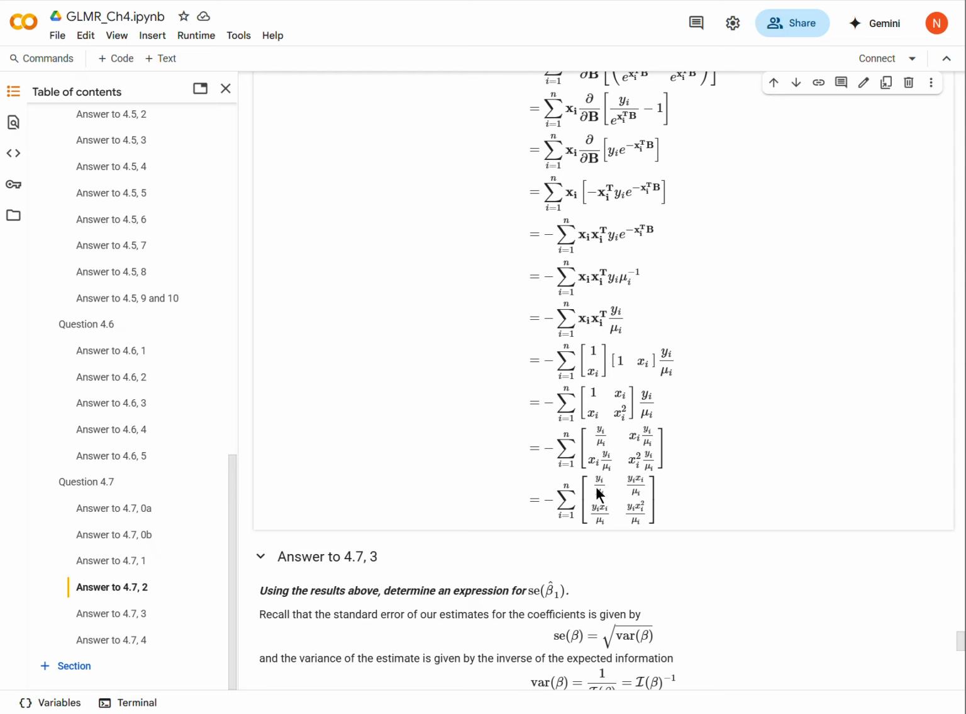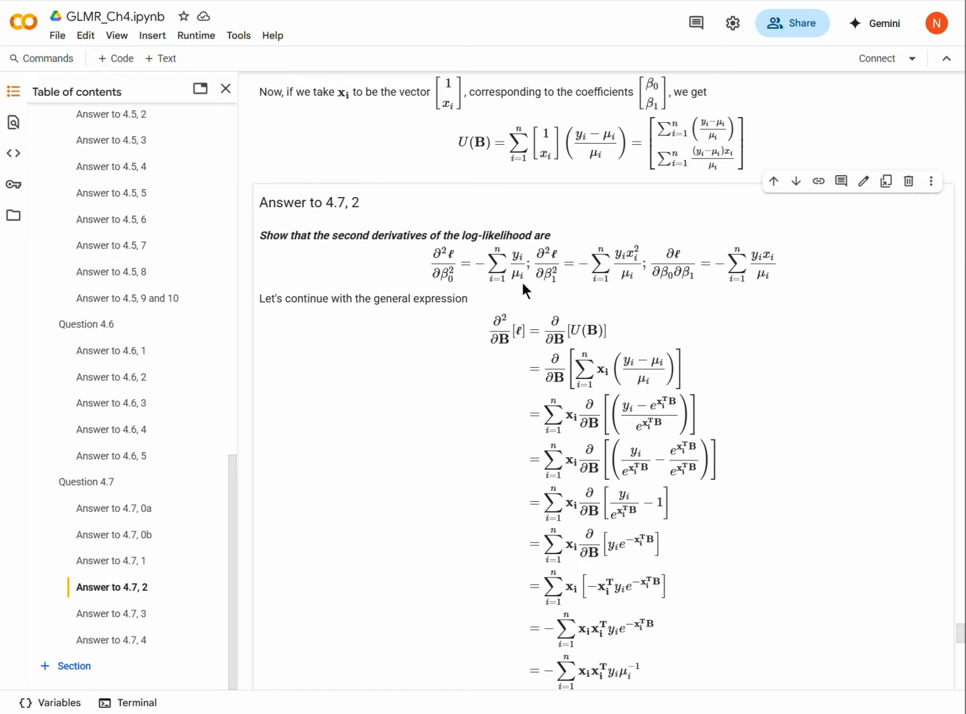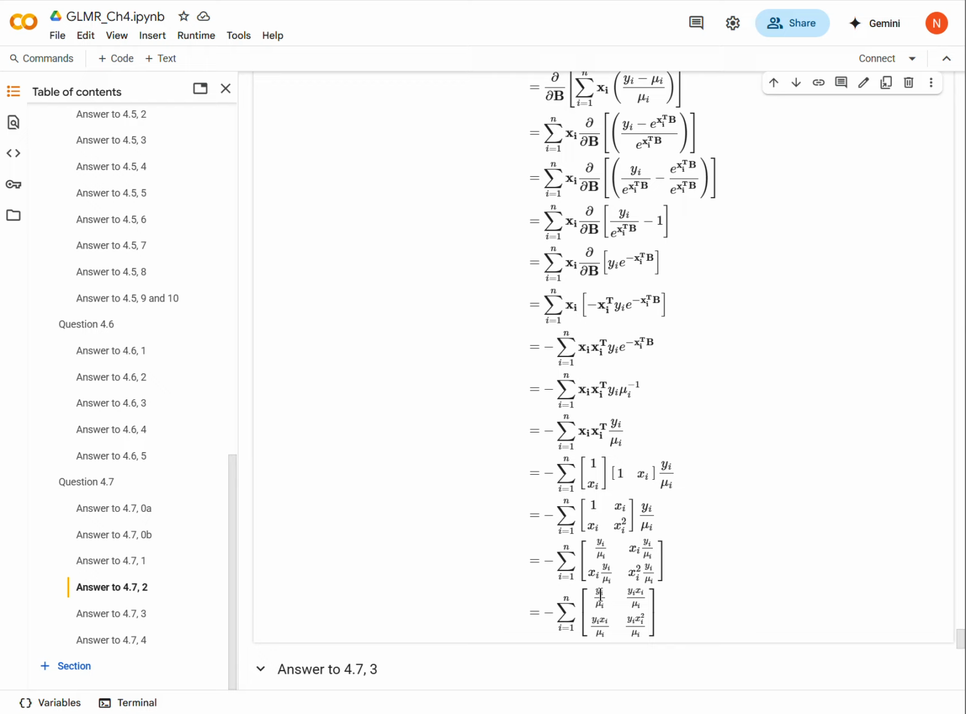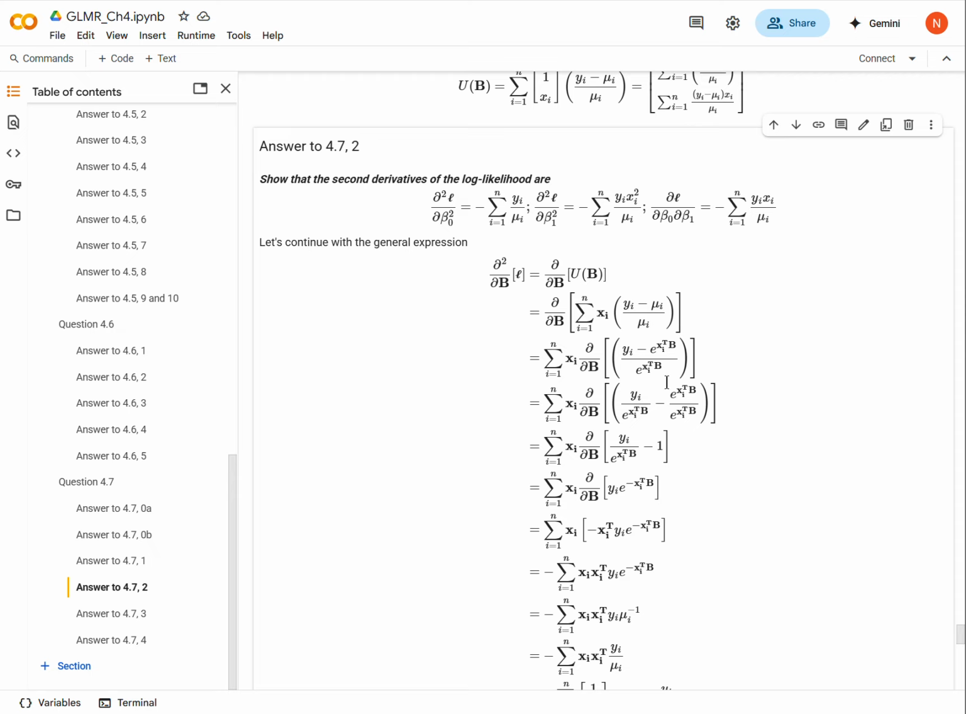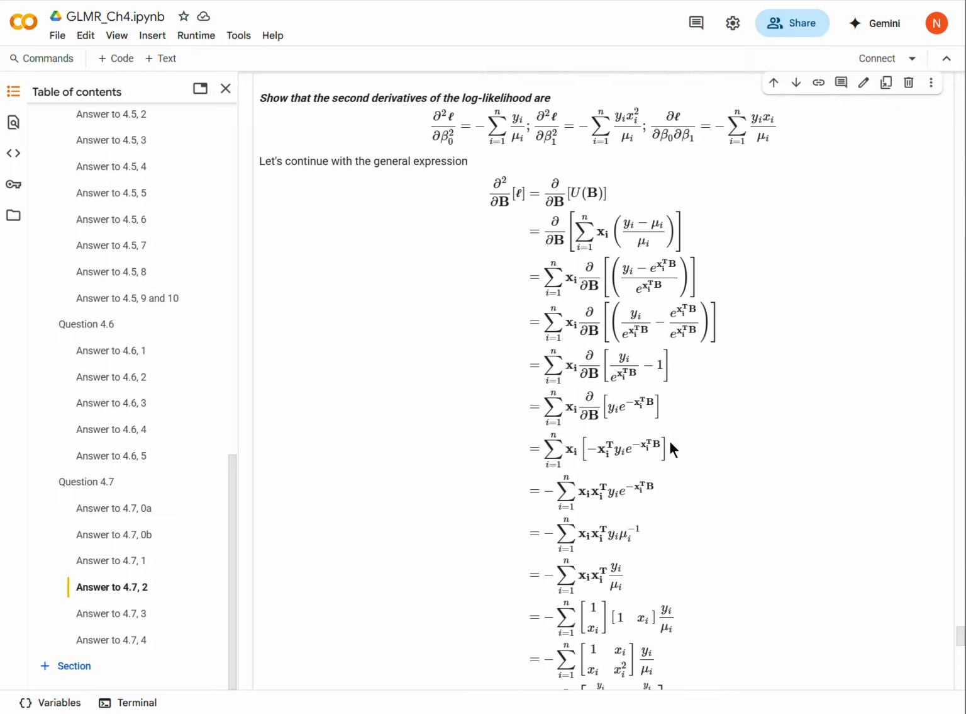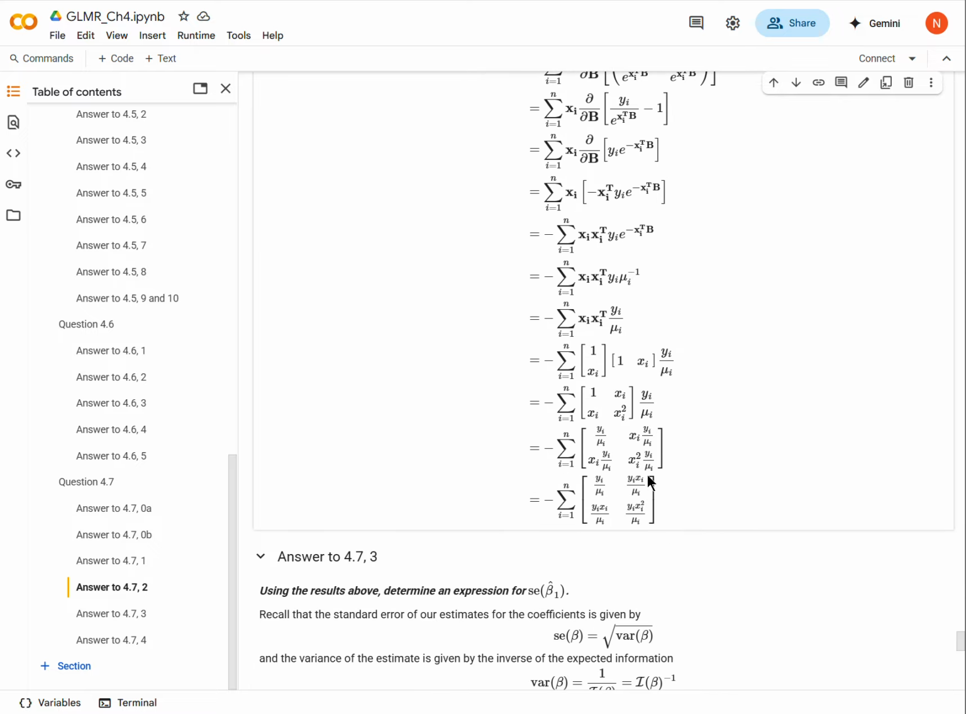Okay? And so if we look at this right here, we see all the terms that we're meant to show are in there. Okay, so this right here is the second derivative for the intercept term, y over mu, right there. The derivative for the slope is this other diagonal term, yx squared over mu, and then the cross term here is yx over mu, and that's what we get on the cross terms here.